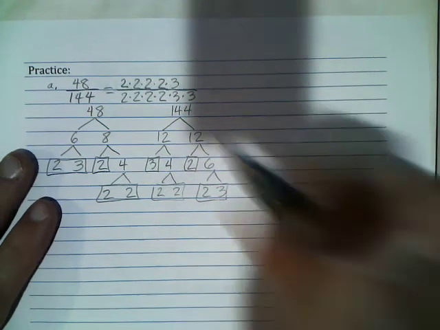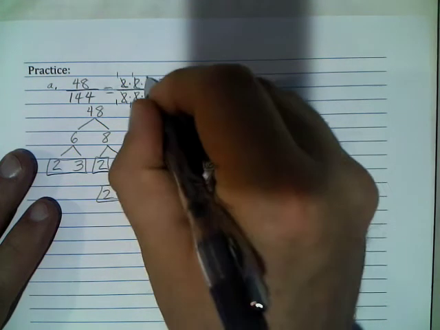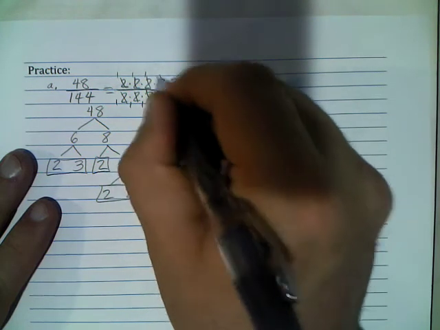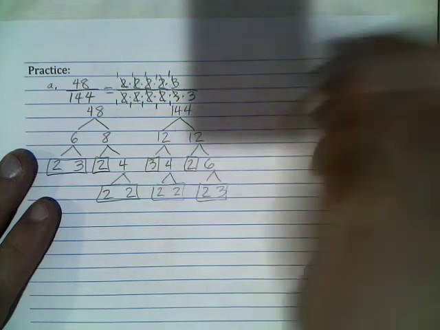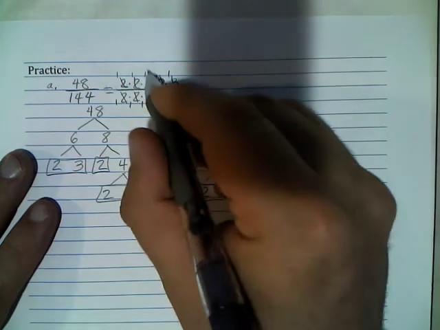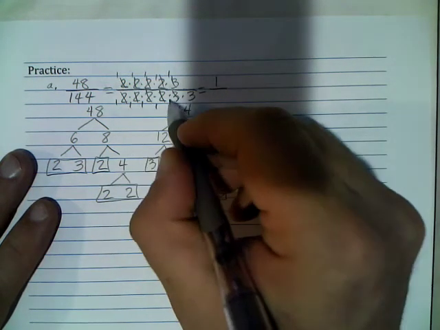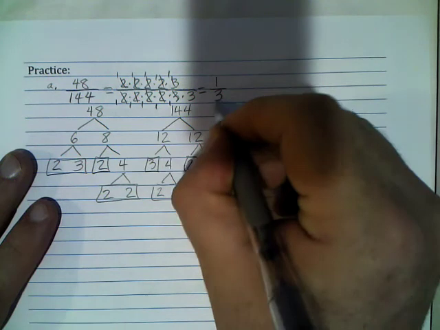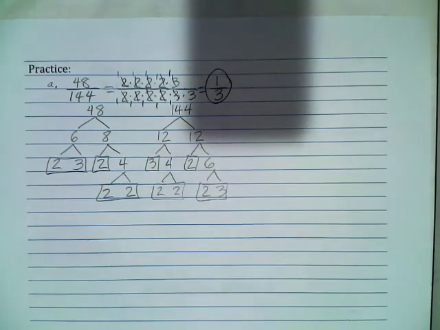And so if we reduce this now, 2 on top, 2 on bottom, they both become 1's. Same for the next three pairs of 2's. 3 on top, 3 on bottom, they both become 1's, and I'm out of pairs. Multiply everything up. 1 times 1 times 1 times 1 times 1 is 1. 1 times 1 times 1 times 1 times 1 times 3 is 3. 48 over 144 is really just 1/3.